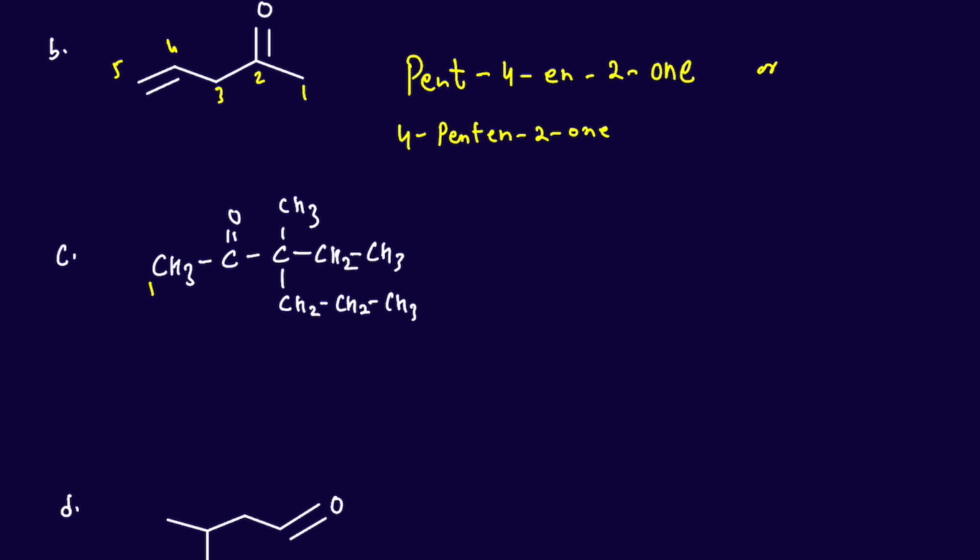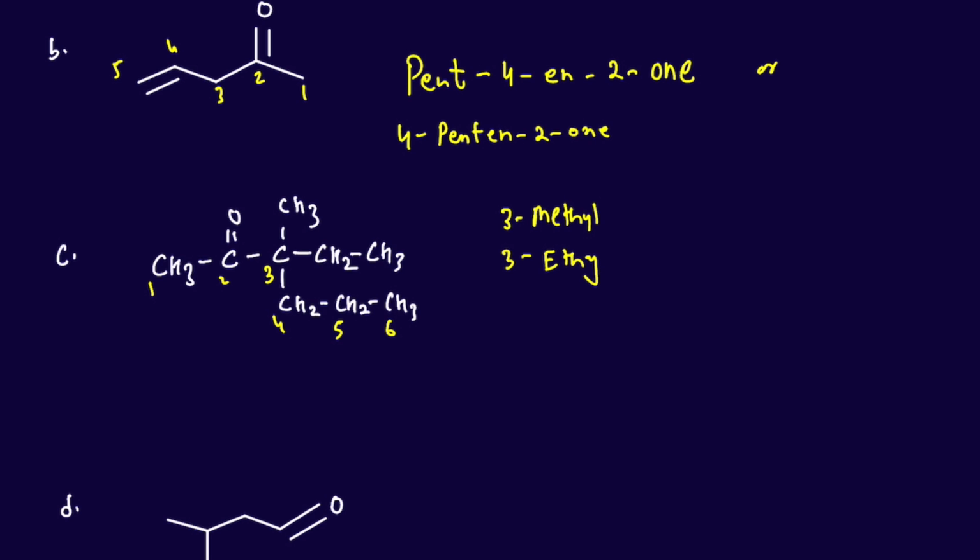So this would be 1, 2, 3, 4, 5, and 6. I do have multiple substituents there. On the third position, I have a methyl. On the third position, I have an ethyl as well.